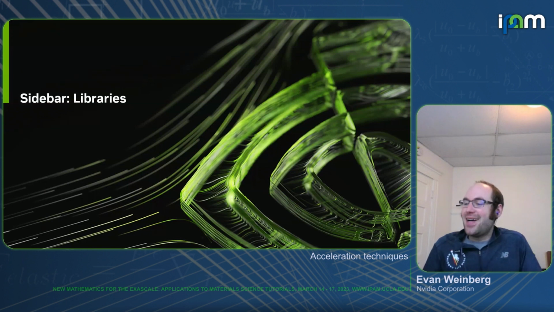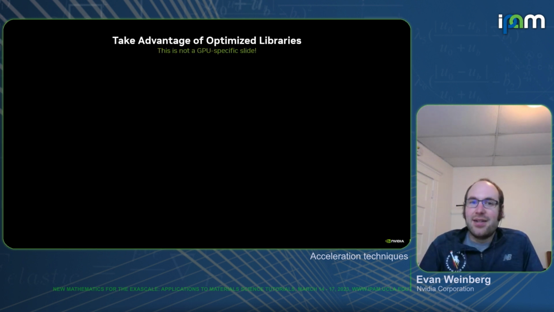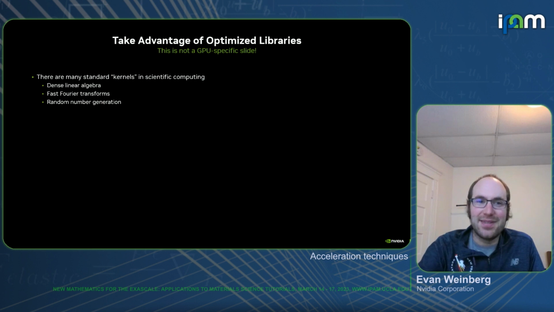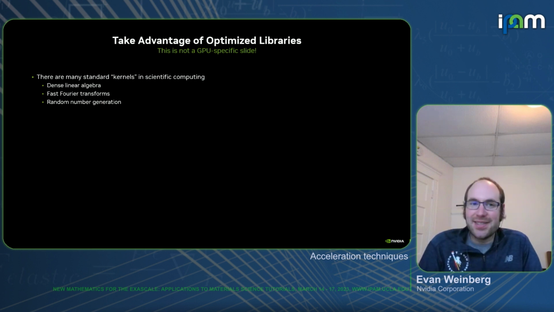Okay, so I promised a sidebar on libraries. Here's your sidebar. Take advantage of optimized libraries. This is not a GPU-specific slide. There are many standard kernels in scientific computing that come up everywhere, vector additions, like dense linear algebra, fast Fourier transforms, random number generation.